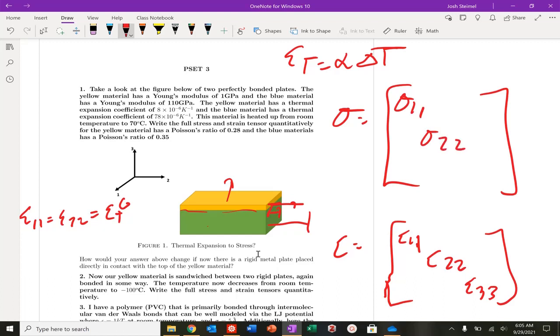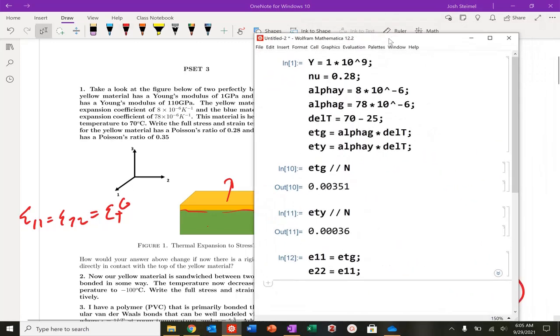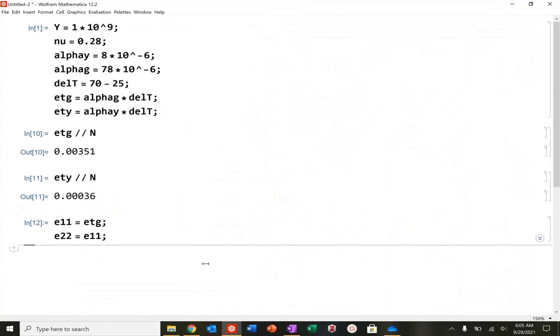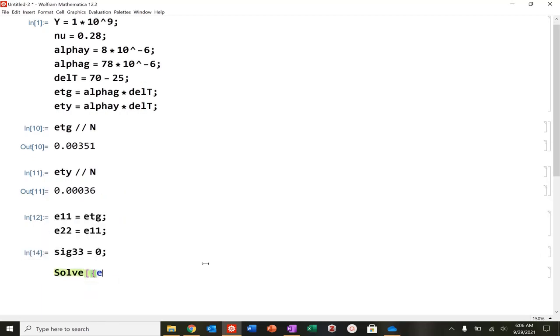What about in the 3-3? Nope, it's free to expand. So this is an unknown, this is an unknown, and this is my unknown. I know this, and now we can go ahead and solve the problem. I'm going to write out my 3 equations, my 3 unknowns. So we said that sigma 3 was equal to 0. Now let's go ahead and write out and solve our equations. I'd have this one ready and in the chamber essentially.